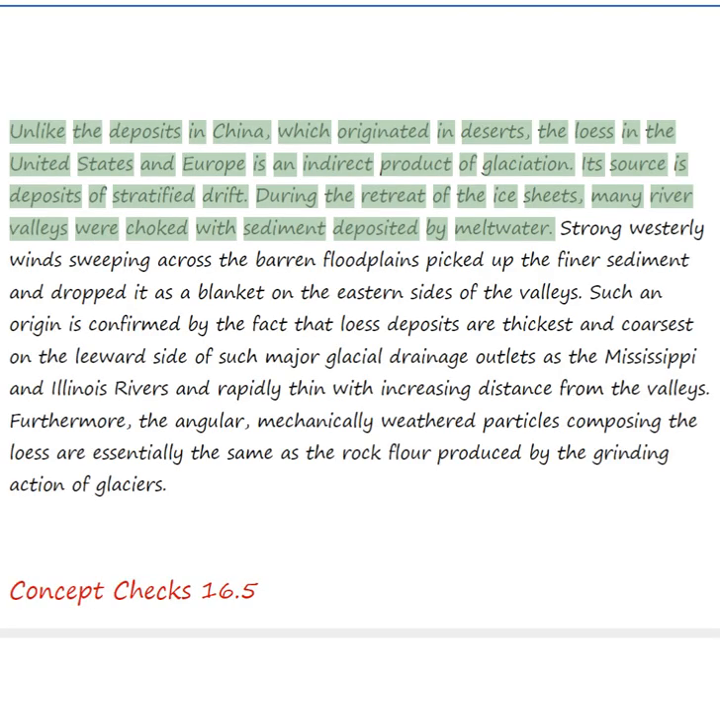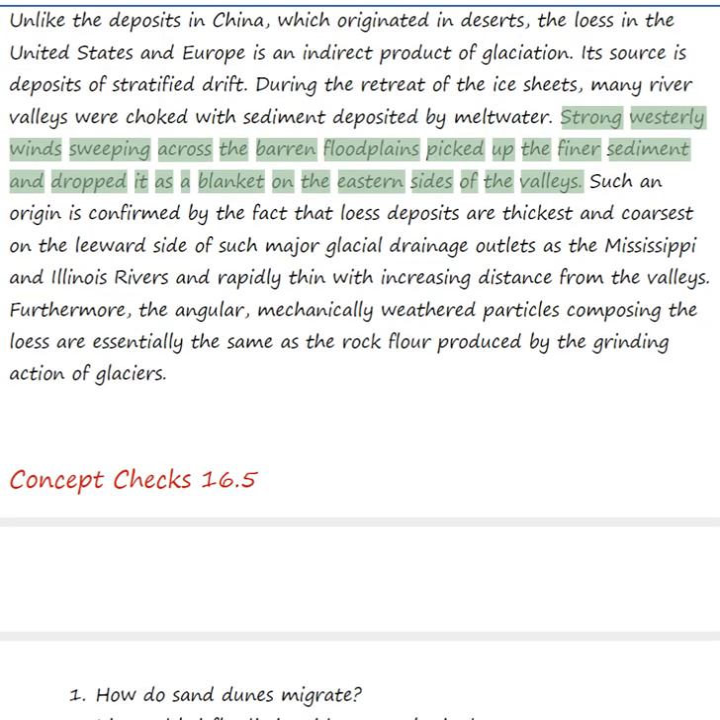Unlike the deposits in China, which originated in deserts, the loess in the United States and Europe is an indirect product of glaciation. Its source is deposits of stratified drift. During the retreat of the ice sheets, many river valleys were choked with sediment deposited by meltwater. Strong westerly winds sweeping across the barren floodplains picked up the finer sediment and dropped it as a blanket on the eastern sides of the valleys.